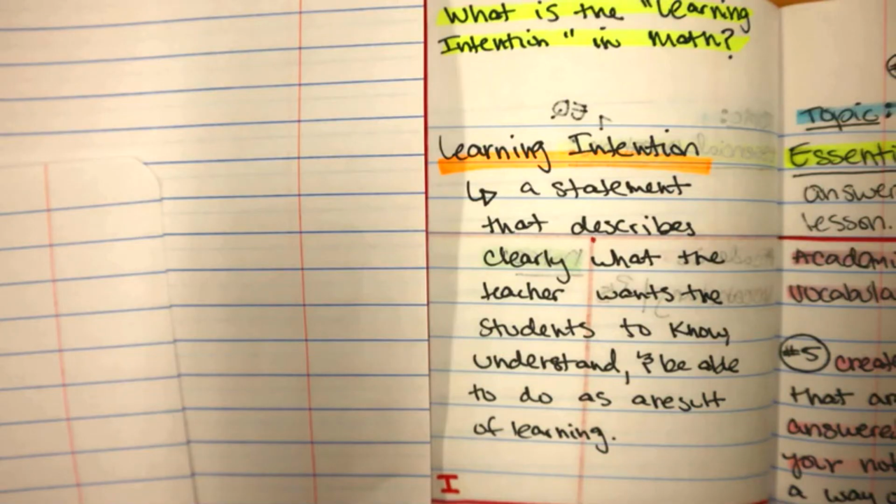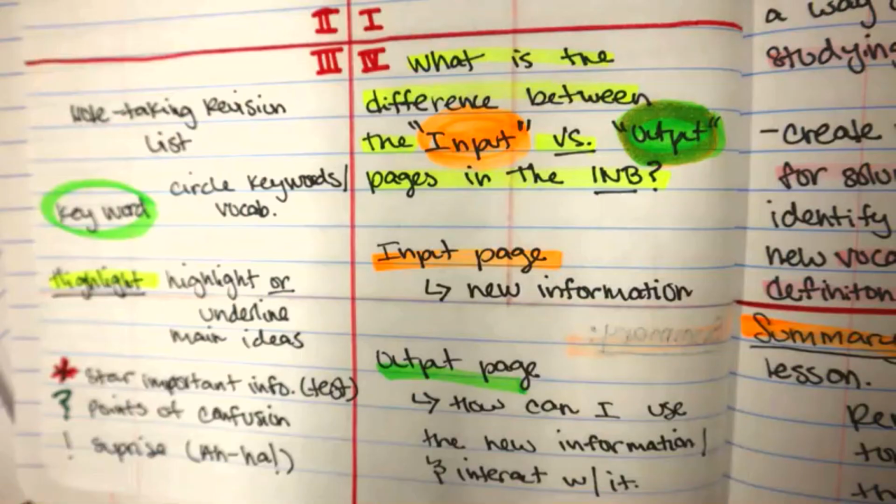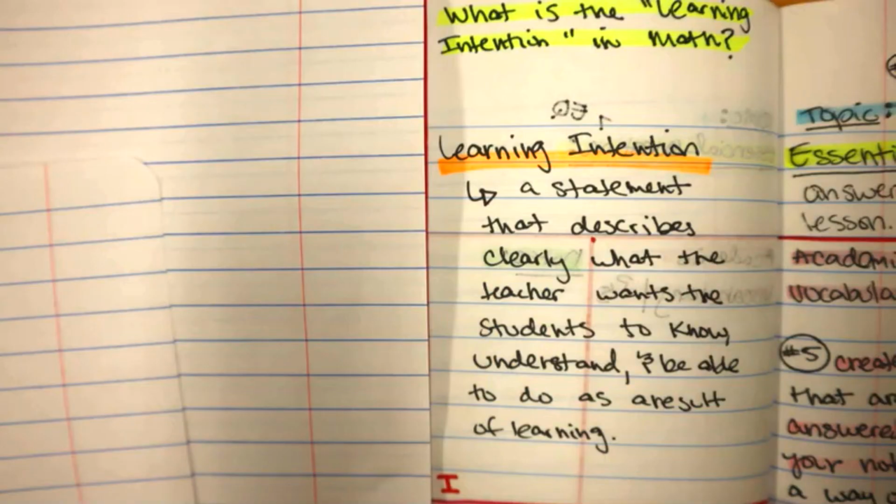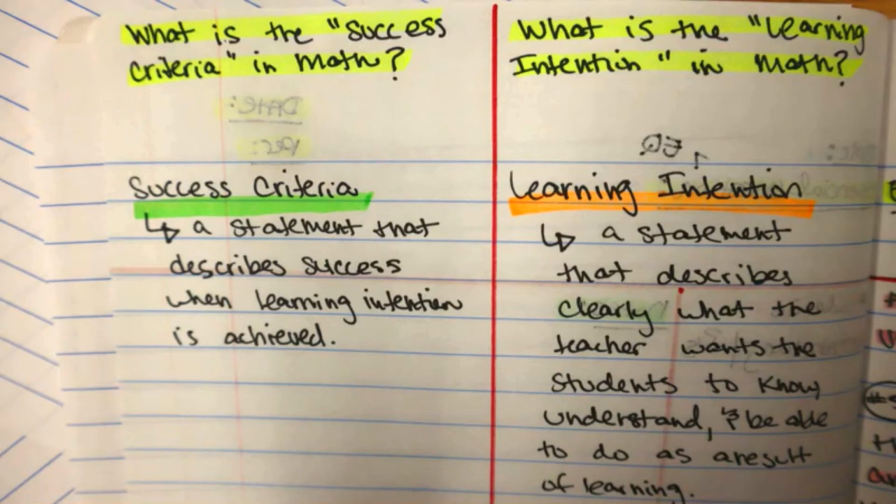All right, but we have some terms we need to define. We have a learning intention. What does that mean? Oh, it's a statement that describes clearly what the teacher wants the students to know, understand, and be able to do as a result of learning. Oh my goodness! Success criteria! This means, how do I know I'm successful? Okay, well, it's a statement that describes success when learning intention is achieved. This means at the end of your lesson, you should know, did I get it?